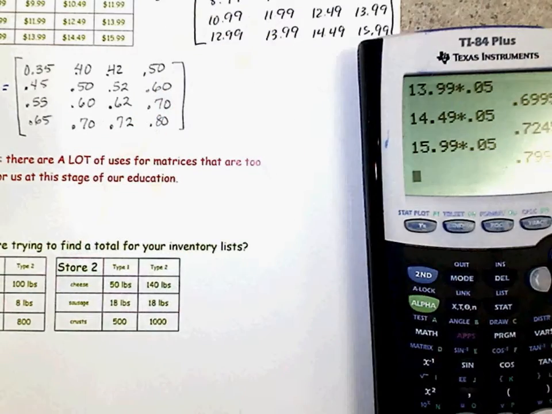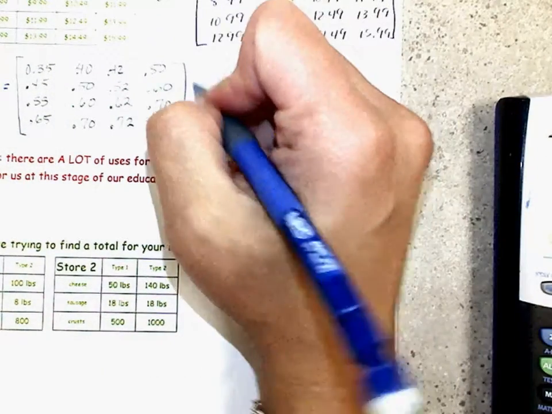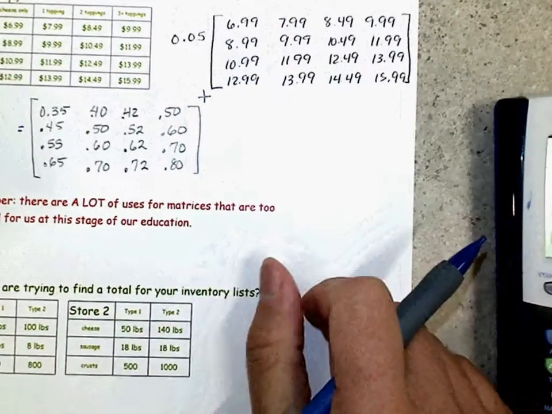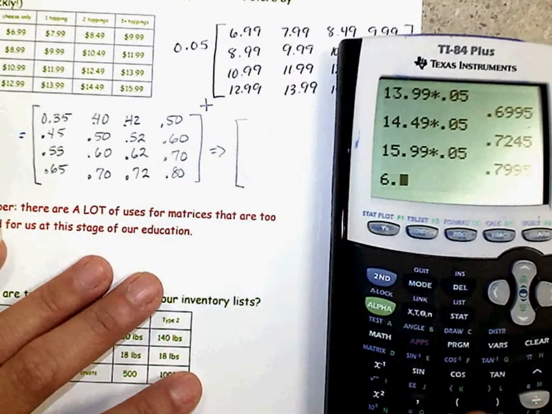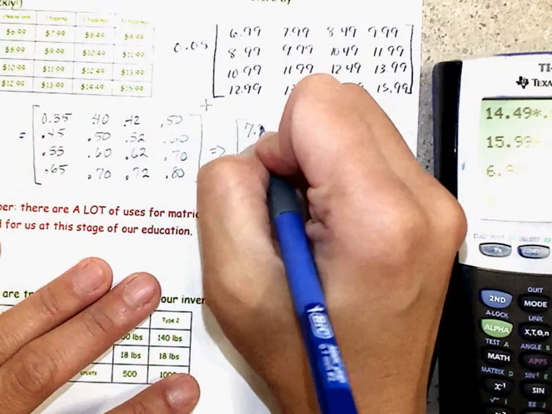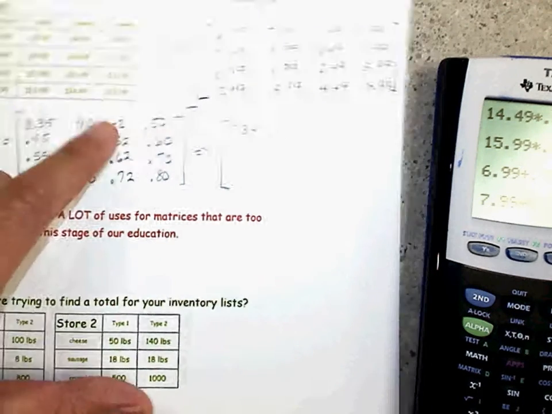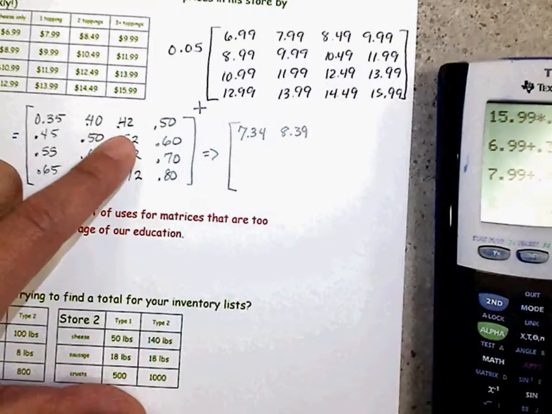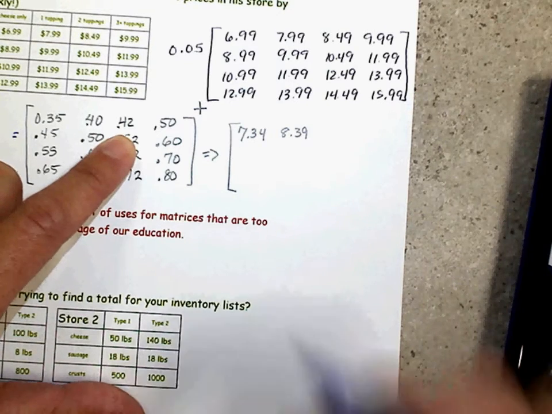And what are you guys going to do with it? You're going to add it to this one right here, okay? So we're going to add these two together. And when you add, you will get your new price. So 6.99 plus 0.35. So the new price will be $7.34, okay? 7.99 plus 0.4, $8.39. 8.49 plus 0.42, $8.91. So I'm just typing it in.